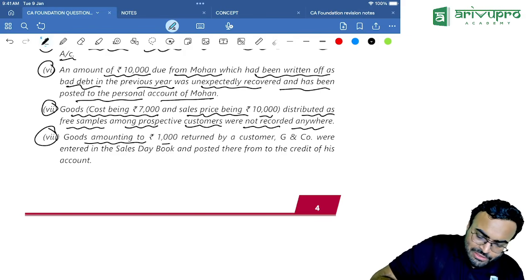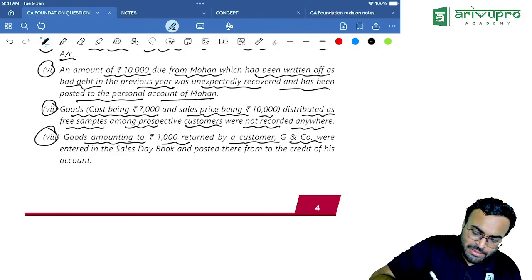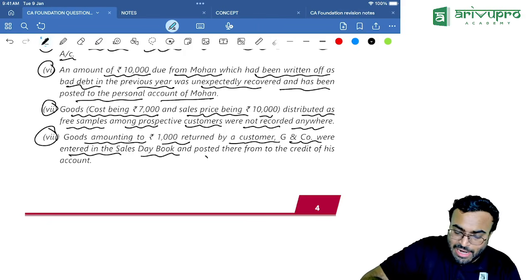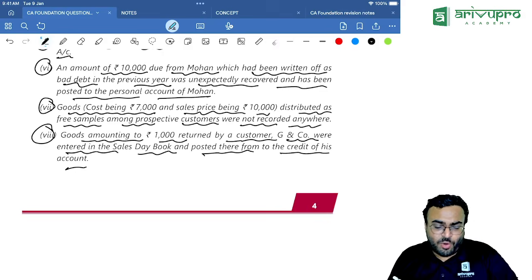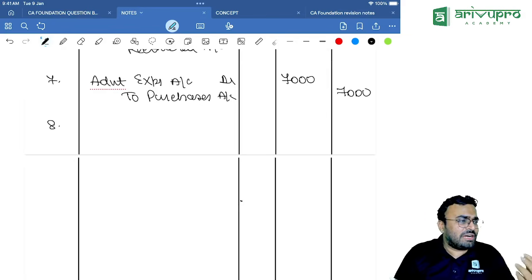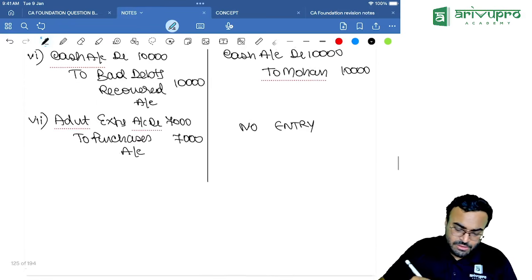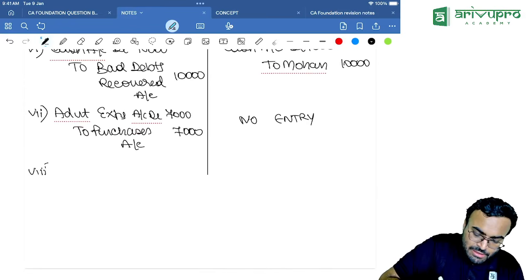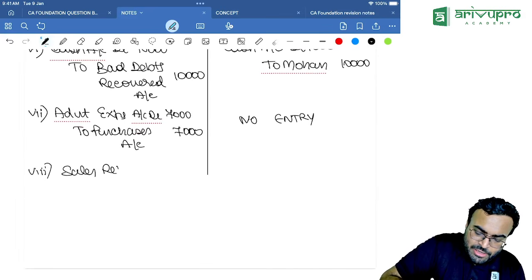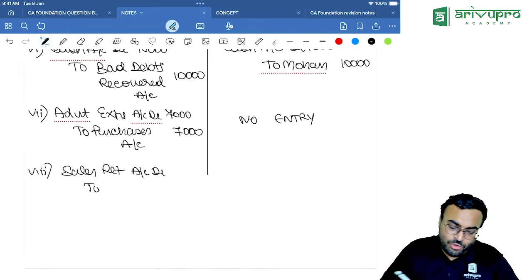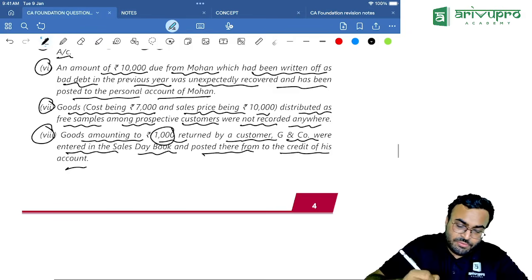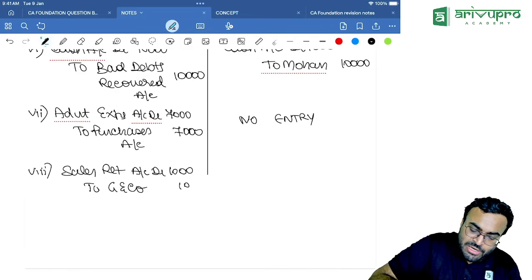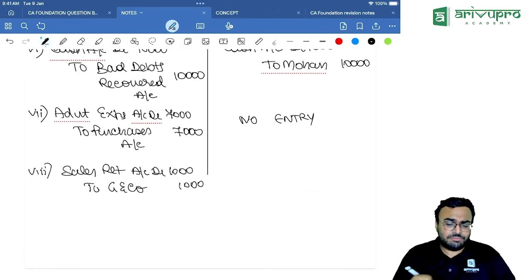Goods amounting to 1,000 returned by a customer, G and Company, were entered in the sales daybook and posted therefrom to the credit of his account. First of all, let's think of what is the correct entry for goods returned from the customer. Yes, sales return account debited to the name of the customer given, G and Co. How much is the amount? 1,000. Sales return to G and Co. 1,000. What is the wrong entry?